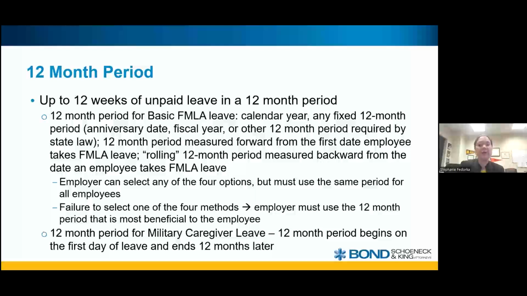is that employers fail to select one of the four methods. And if that happens, if you don't clearly communicate to an employee what your 12-month period is, then the employer has to use the 12-month period that is most beneficial to the employee when those FMLA requests come up.